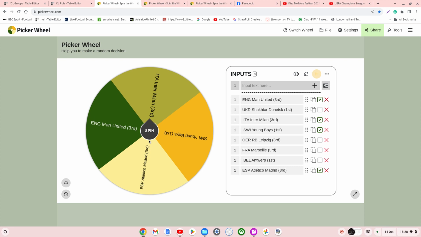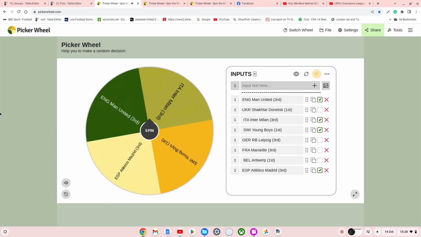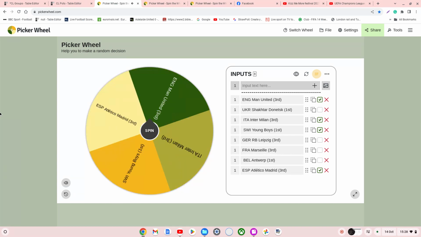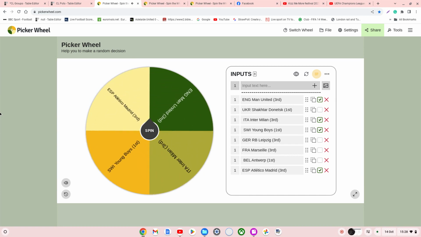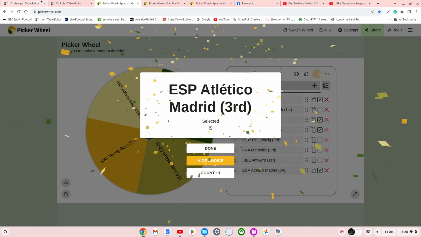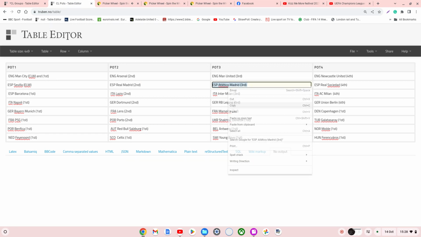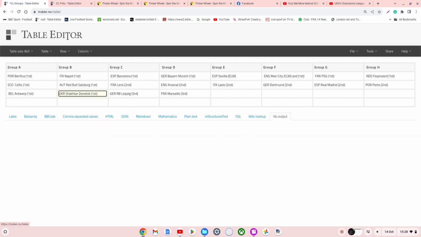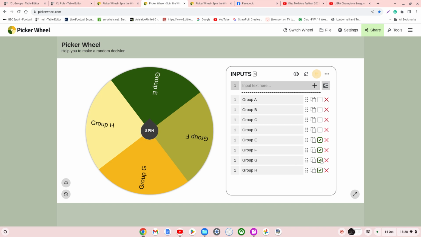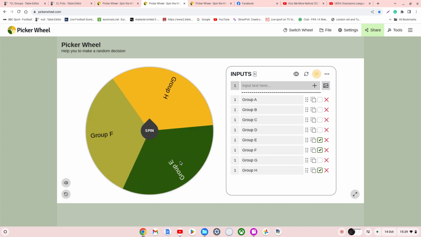Right, last 4 teams. And it's Atletico Madrid from Spain. Barcelona on the right, Real Madrid on the left. Yep, they can be in the right hand side apart from Group G because of Real Madrid. So remove Group G. So they only have 3 options: Group E, F or H.